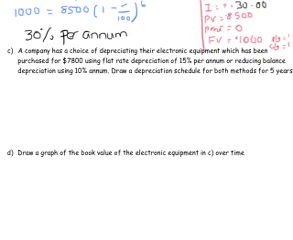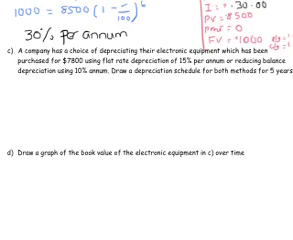Now in this example we're looking at comparing flat rate depreciation with reducing balance depreciation. It's asking us to draw a depreciation schedule for both methods for over 5 years. So in a depreciation schedule, for each year we work out the depreciation and we also work out the book value, and then what we're going to do is compare them.